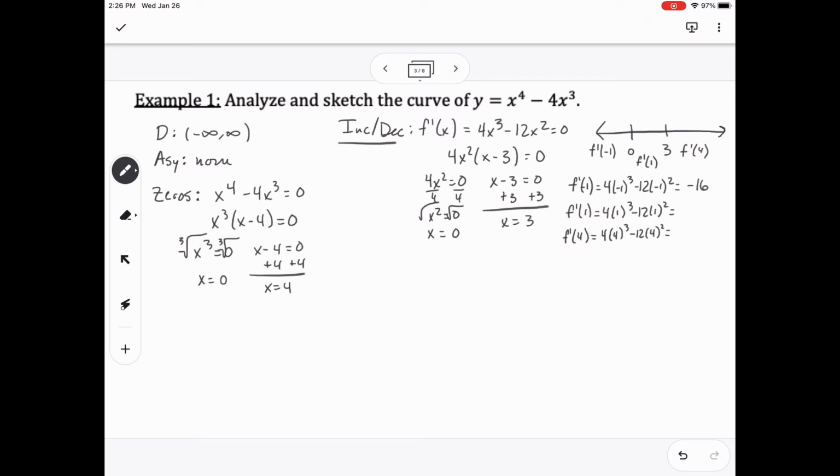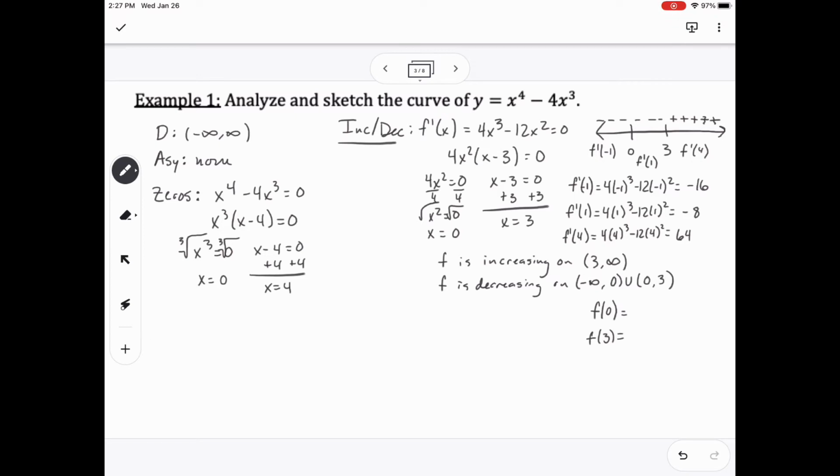I plug in some values in between. I pick -1 on the left side of 0, 1 in the middle between 0 and 3, and 4 on the right of 3. I plug those in and find that on the left side of 0 it's negative, in between 0 and 3 it's negative, and on the right side of 3 it's positive. So it's increasing from 3 to infinity, and decreasing from negative infinity to 0 and from 0 to 3. Because it goes from negative to positive at 3, that will be a minimum, because it's decreasing and then starts to increase. So that's going to be one of your local mins.